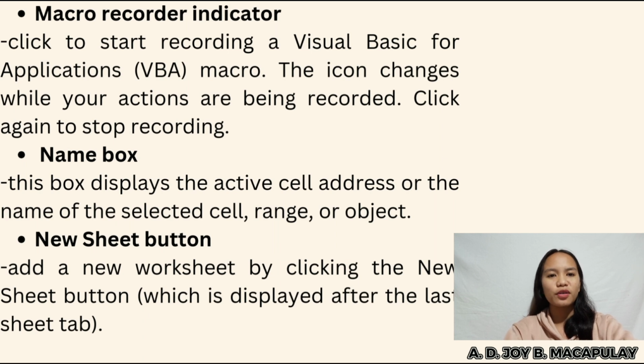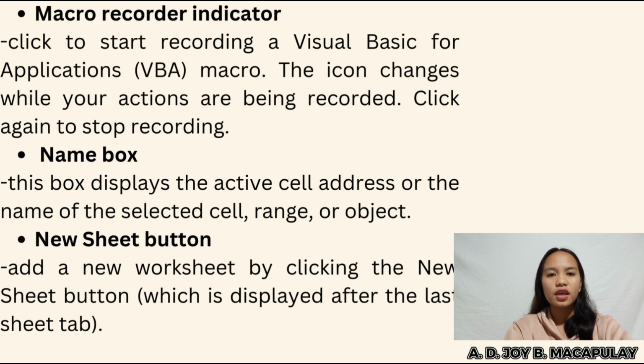We also have a macro recorder indicator. Click to start recording a Visual Basic for Applications or VBA macro. This icon changes while your actions are being recorded. Click again to stop recording. Next is the name box. This box displays the active cell address or the name of the selected cell, range, or object.